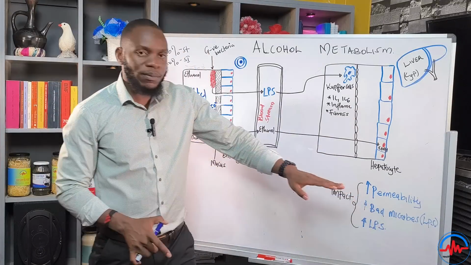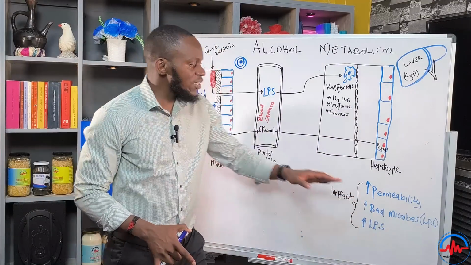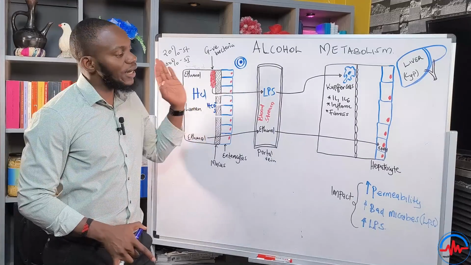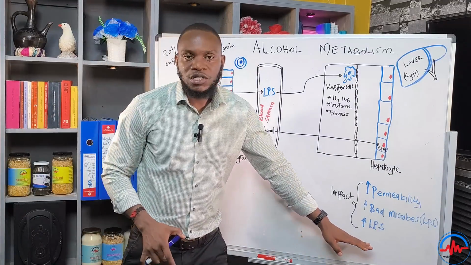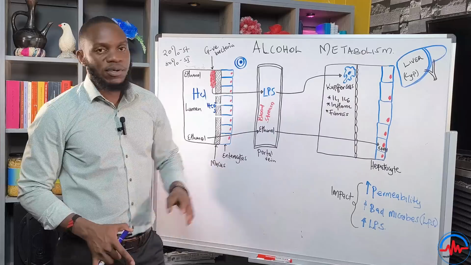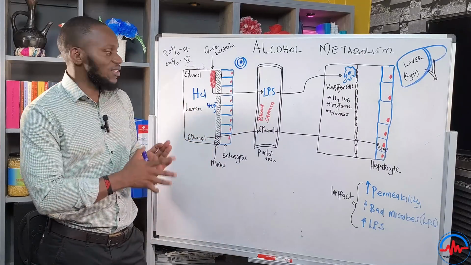So increased permeability of the gut wall, we have bad microorganisms developing in the stomach, and now as they are being destroyed, they end up producing lipopolysaccharides that are going to cause inflammation in the liver. So this is what you should actually understand.